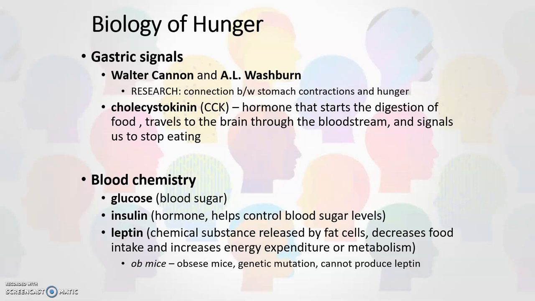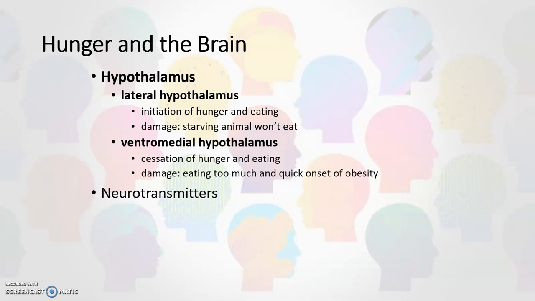And then you guys also need to know about the hypothalamus, and just the lateral hypothalamus initiates hunger. If it is damaged, we see that starving animals won't eat. Ventromedial hypothalamus, if there's damage, there's too much eating. And then with neurotransmitters, the neurotransmitter that deals with motivation and hunger in the brain mainly is dopamine.